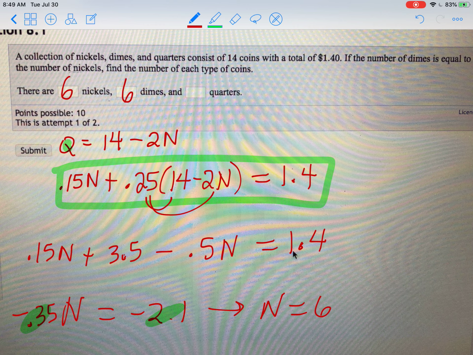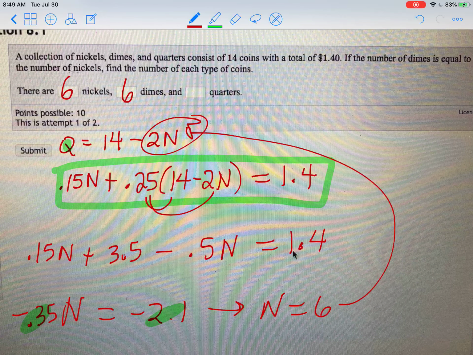And then when you throw 6 into here, that tells you how many quarters you have. We'll have 14 minus 2 times 6. That gives you 2 quarters left.